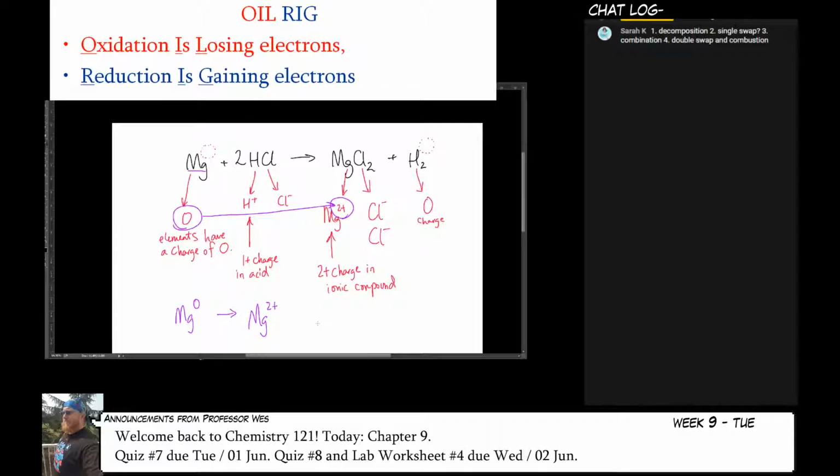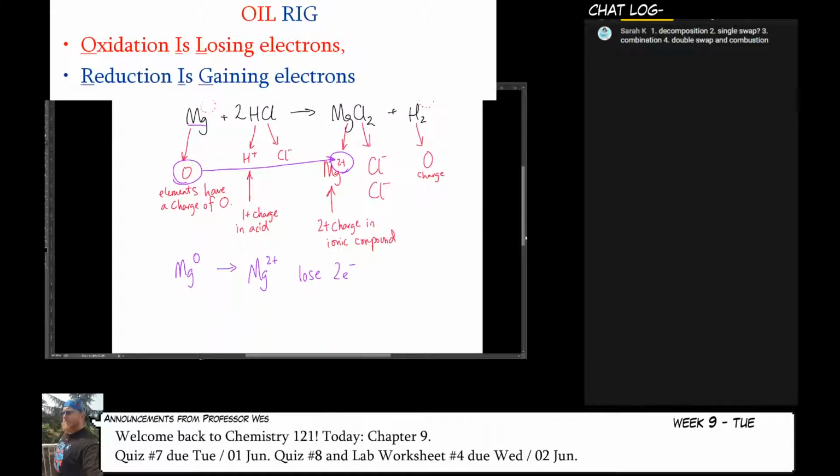What happened to it during this process? Well, in order to get from 0 to +2, you have to remove 2 electrons. In other words, you're losing 2 electrons. Up at the top there, oxidation is losing electrons. So magnesium was oxidized. It underwent oxidation.